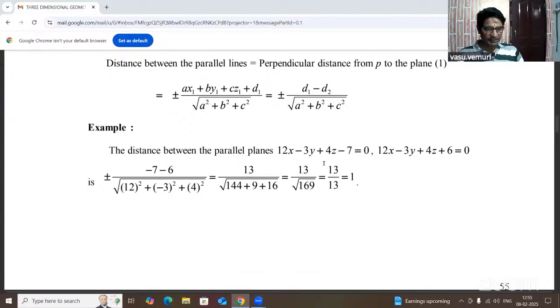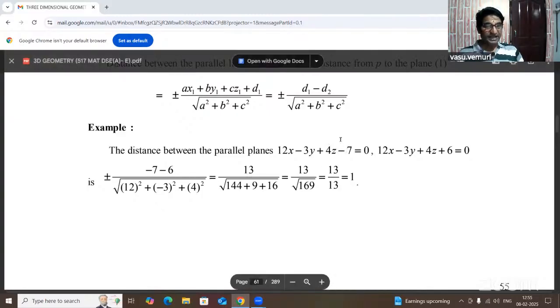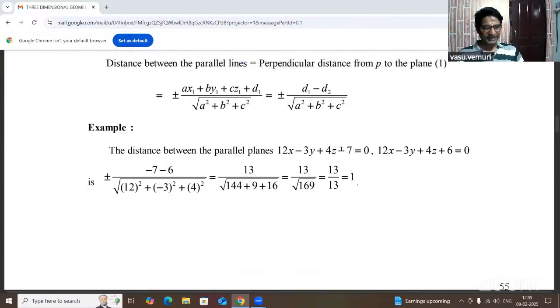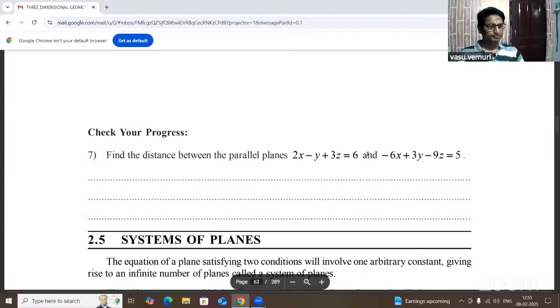Now, both planes have the same DRs: 12, minus 3, 4 and this is also 12, minus 3, 4. So that's why the distance is different. Okay. Now, after the substitution of the given expression, plus or minus d1 minus d2, that is 6, by root of a square plus b square plus c square. After the simplification, we are getting the value 1.